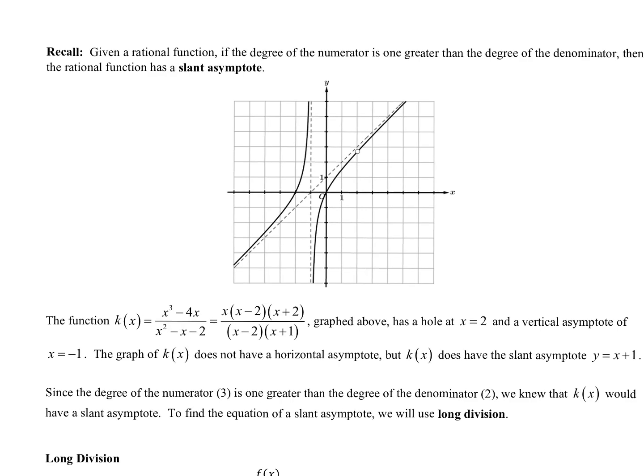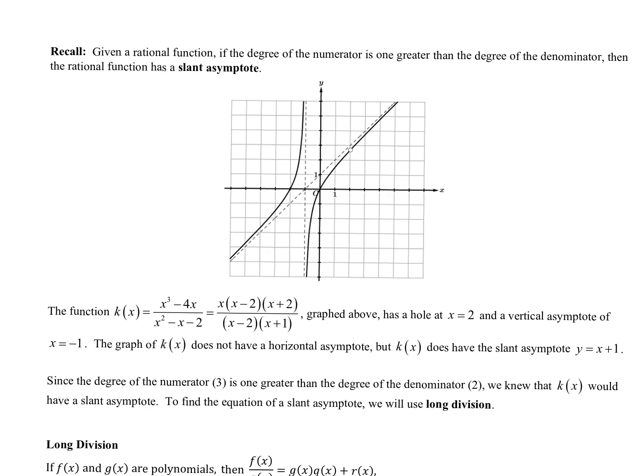Given a rational function, if the degree of the numerator is 1 greater than the degree of the denominator, then the rational function has a slant asymptote. All right, so again, when do we get a slant asymptote? If the degree of the numerator is 1. 1. Exactly 1. All right. Does anybody remember the other word for slant asymptote?